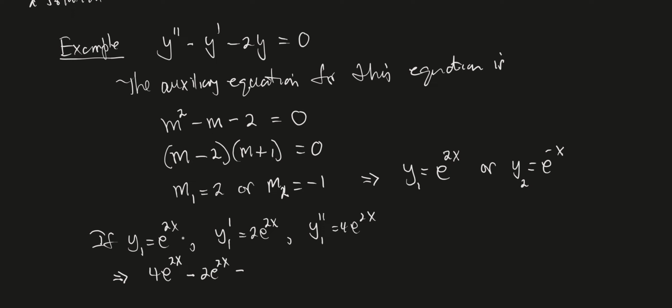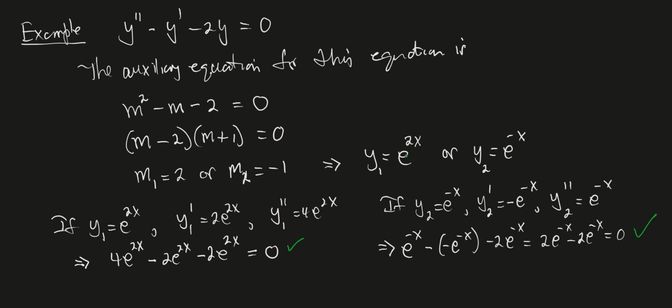So let's see what happens. I'm subtracting a negative here, so that's addition. So this ends up being 2e to the negative x minus 2e to the negative x, which again is equal to 0. So it does work. Okay, so that's fine. We found two specific functions that work.